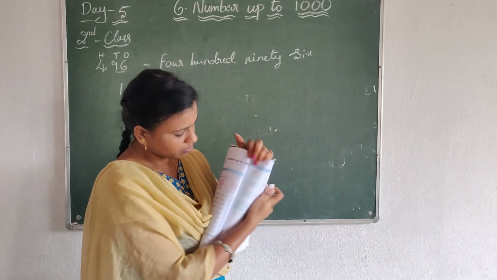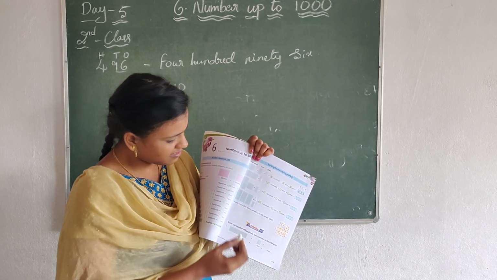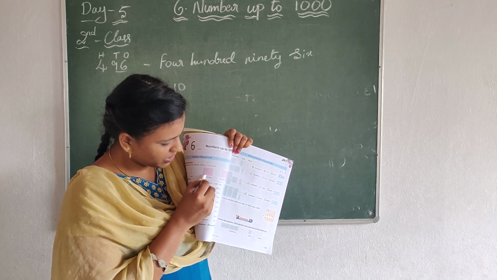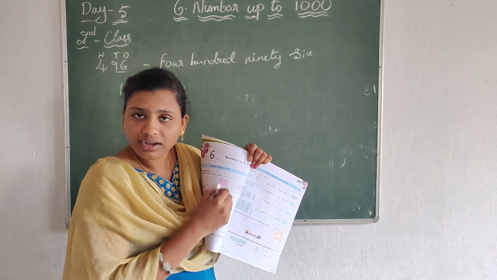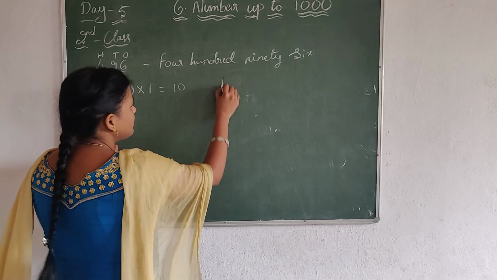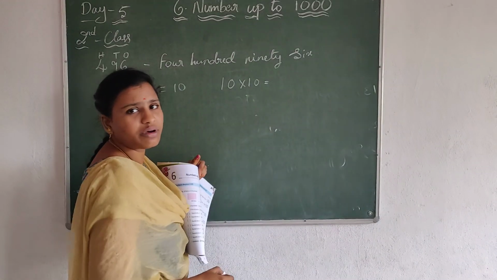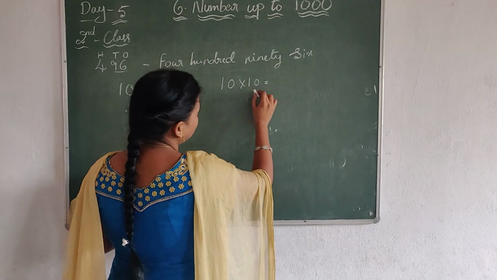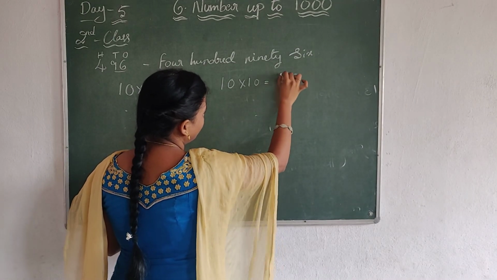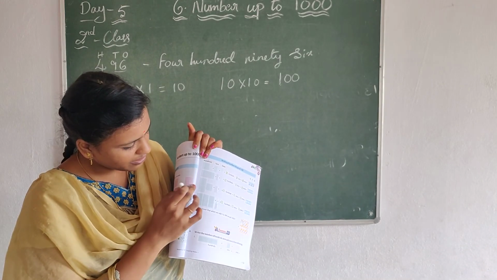Let's see. Like this type of tens, how many tens are there? 1, 2, 3, 4, 5, 6, 7, 8, 9, 10. 10 tens are there. So 10 times 10 equals how much? You know the 10 table, right? So 10 tens is 100. Let's see here the 100 box.